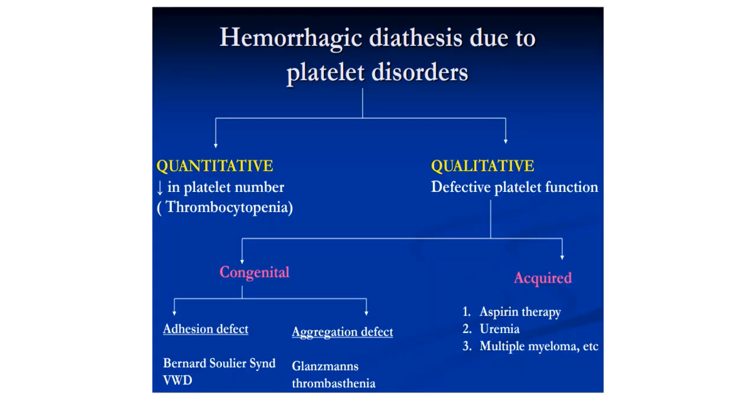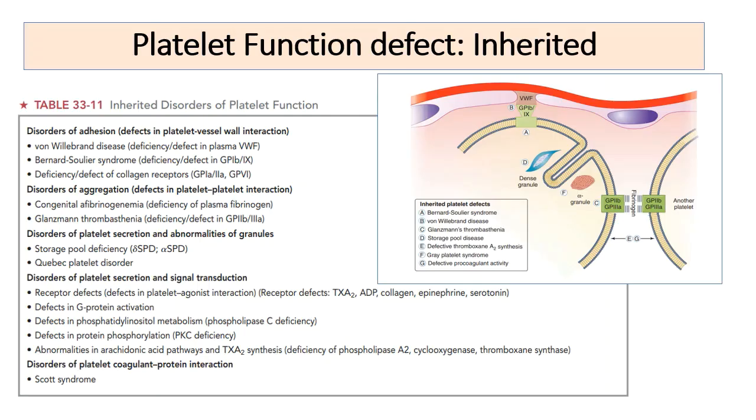Moving on to hemorrhagic diathesis due to platelet qualitative defects. So we just saw quantitative, moving on to the qualitative defects. What are the causes? Platelet function defect inherent causes can be divided into disorders of adhesion, that is, a defect in the platelet to vessel wall interaction. So we had just seen that the von Willebrand factor and GP1B9 help in platelet adhesion.